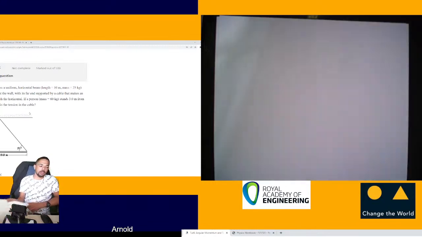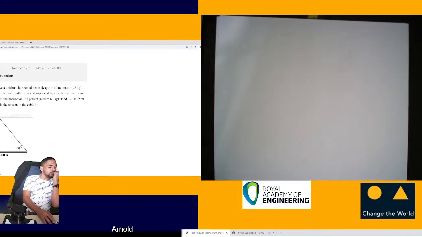Let me just get rid of this. Okay, there. Question number 13. Where are my notes? Problems on torque. My notes, question number 13. The figure shows a uniform horizontal beam. This beam has a length of 10 meters, a mass of 25 kilograms, and it is pivoted at a wall. So that beam is pivoted at a wall.